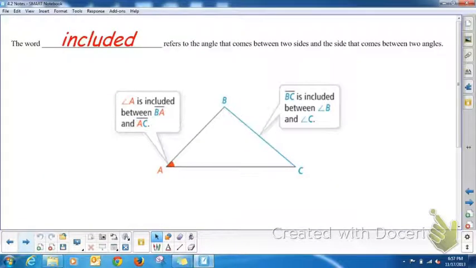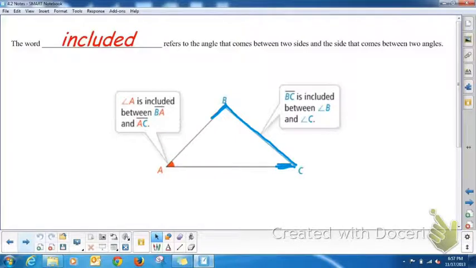The word included refers to the angle that comes between two sides and the side that comes between two angles. If you look here, angle A is included between these sides. So angle A is included between sides BA and AC. Angle A is included between them. Segment BC is included between angle B and angle C. BC is included between them.